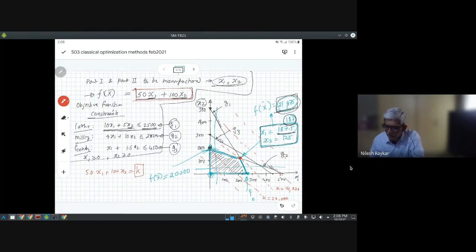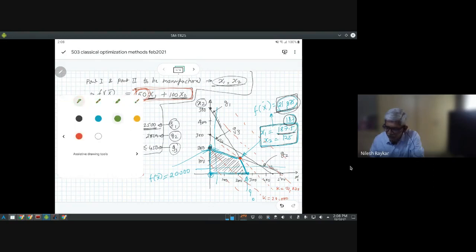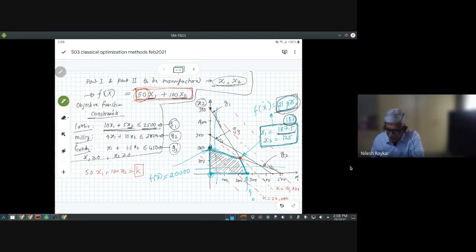So instead of considering that part 1 is giving 50 rupees per unit profit, if I consider it as 40 rupees per unit, so if I consider my objective function, instead of 50x, as 40x1 plus 100x2 equal to k1, that is a new objective function, for example. In that case, you will find that this particular line is exactly parallel to the constraint G2. So this is 4x1 plus 10x2 equal to 2000. And this is 40 times x1 plus 100 times x2 is k1.